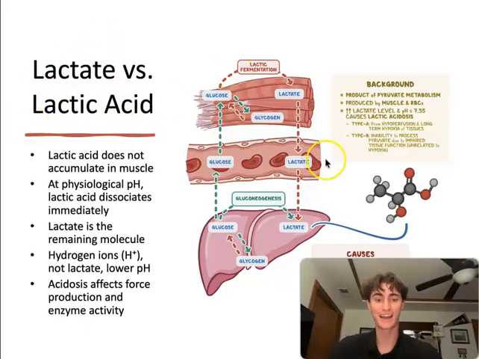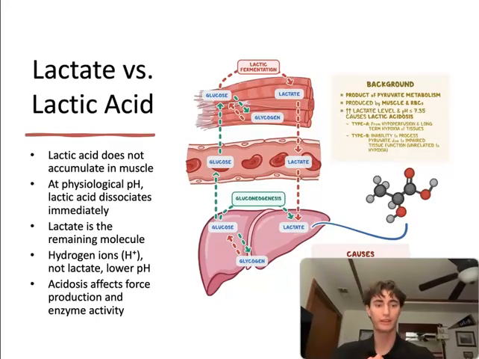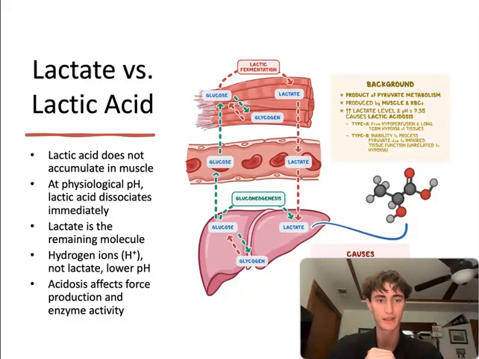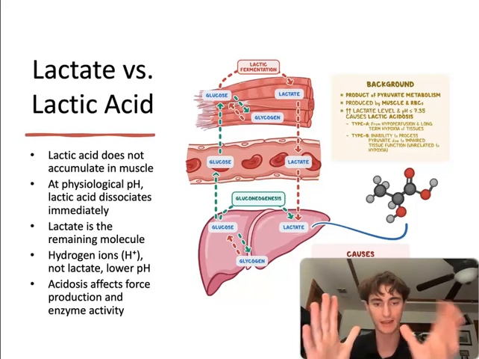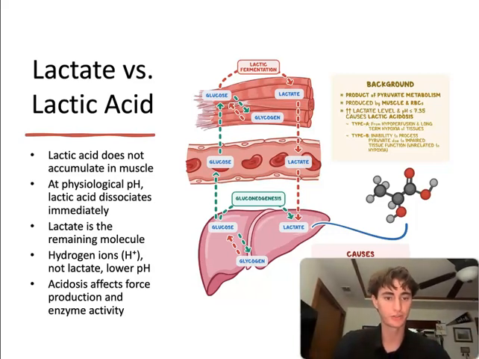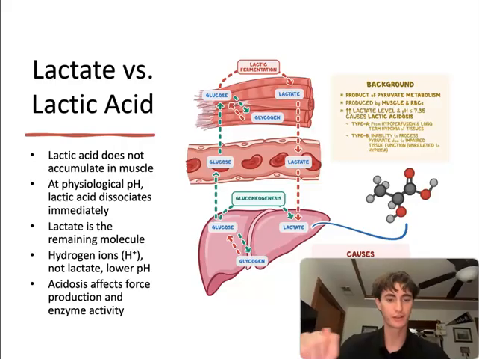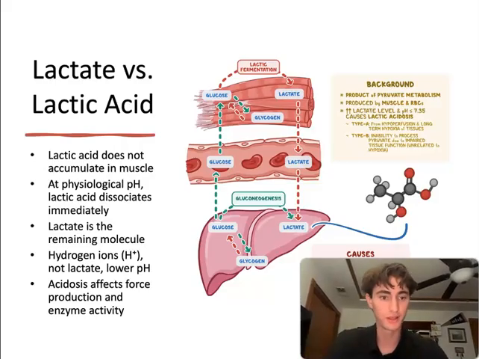So lactate versus lactic acid. This diagram explains why lactic acid buildup is a very misleading term, and it clarifies the difference between lactate and lactic acid in the body. During glycolysis, glucose or glycogen is broken down into pyruvate. When ATP demand is high, pyruvate is converted into lactate through lactic fermentation, as we see right here in the diagram.